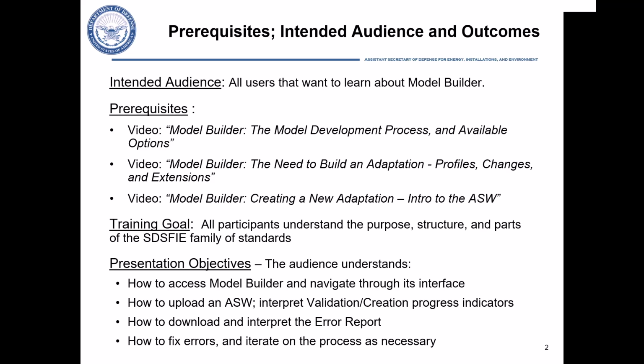The specific objectives for this presentation are that the audience gains an understanding of Step 5 of the model development process, including the following: how to access the Model Builder tool from within the SDSFIE portal and then navigate through its interface, how to upload an Adaptation Submission Workbook, or ASW, and how to interpret the progress indicators presented by the tool for the validation and creation processes, how to download an error report and interpret its contents, and how to fix issues in the ASW as identified in the error report, and then iterate on this process as necessary to build a model in the Portal Registry.